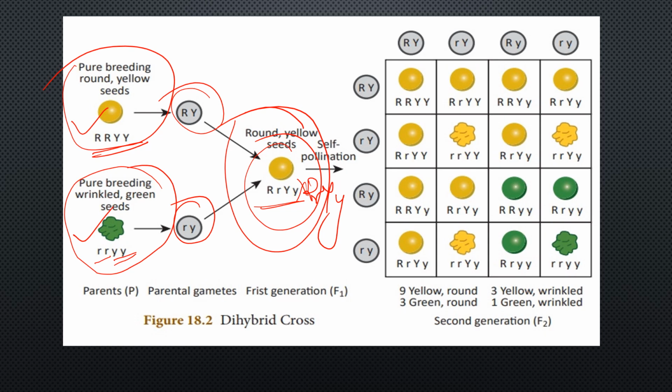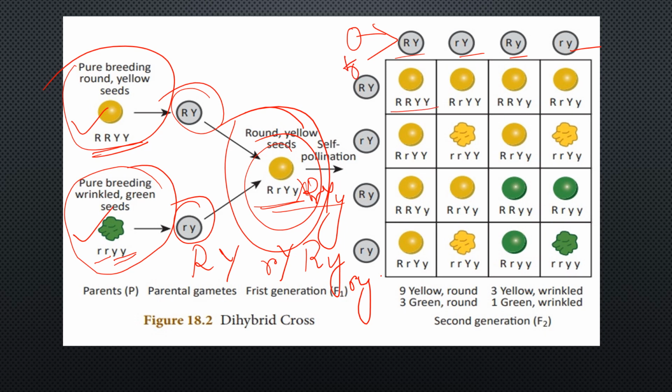We are getting this combination of gametes from these two plants. The gametes are RY, capital R capital Y, small r capital Y, capital R small y, and small r small y. So this is the gamete combination. If we write the male gametes here and the female gametes here, the Punnett square will look like this.